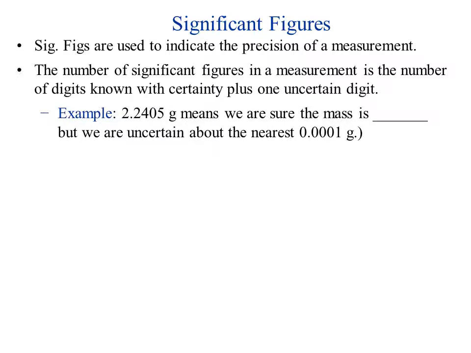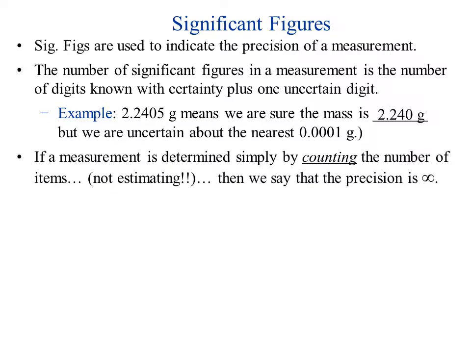Now here's an example. You have 2.2405 grams. So if somebody measured this on a balance, we know all the digits for sure are the 2.240, and there's an uncertain digit of the last 5. So you know the 2.240 for certain, and there's some uncertainty about the last digit. So if you want to say what the precision is, we would say it has 5 significant digits. 4 you know for sure, 1 that's uncertain, but it still counts towards the precision. So we say there's 5 significant figures in that measurement. So the scale is very precise.